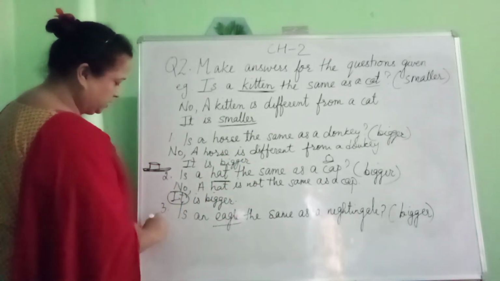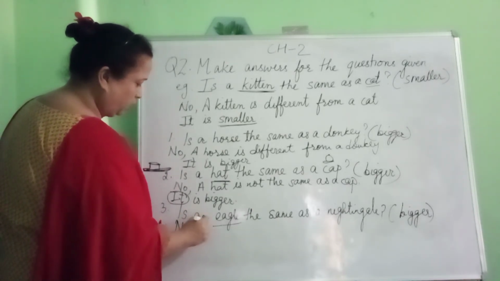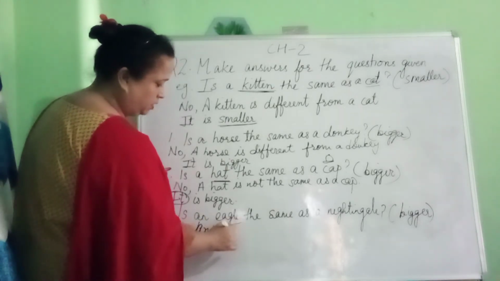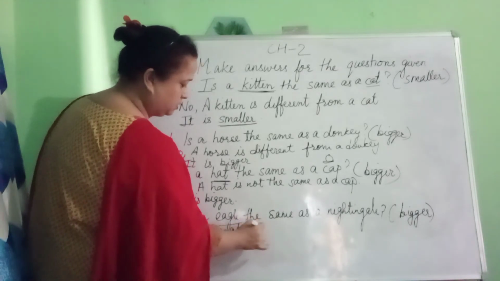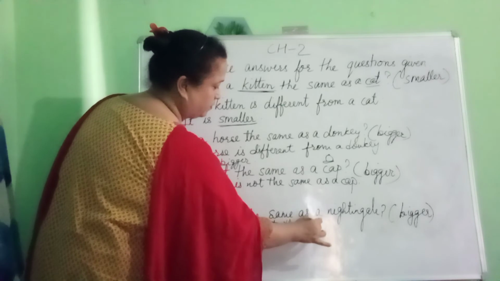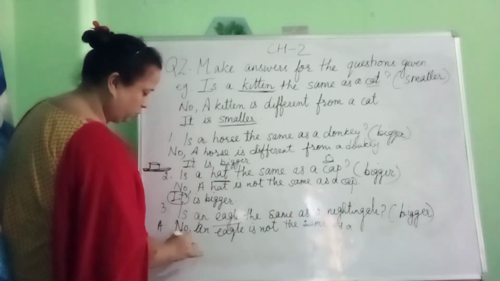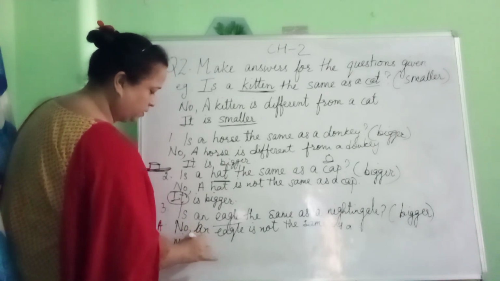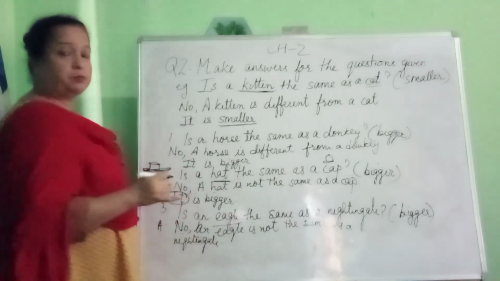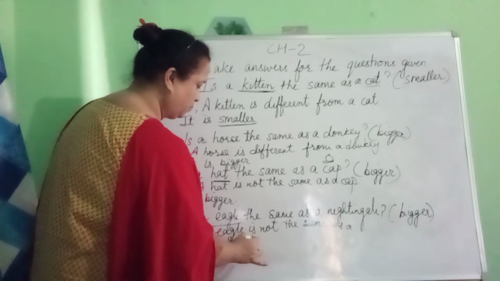So how do we write the answer? We begin our answer using no. Now, who are we talking about first? An eagle is not the same as a nightingale. What is the difference between them? An eagle is much bigger. Okay? It is bigger.